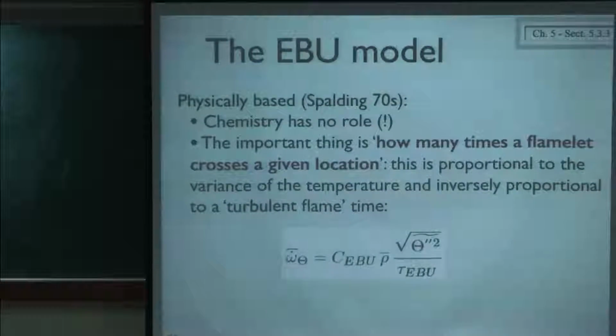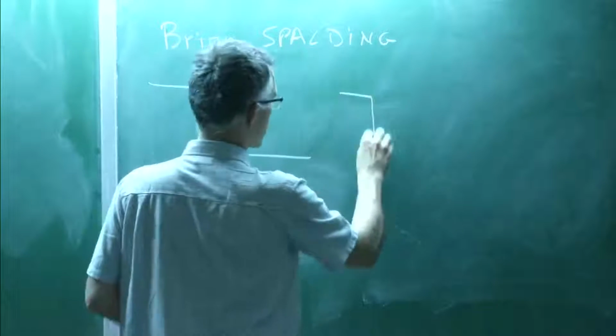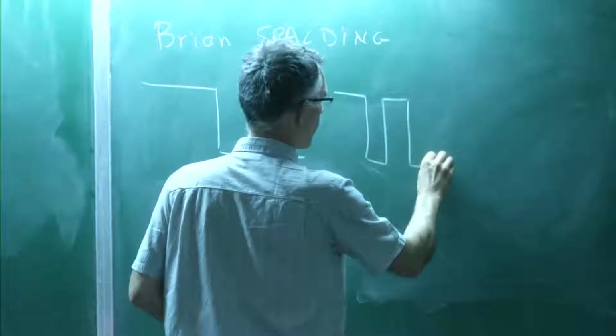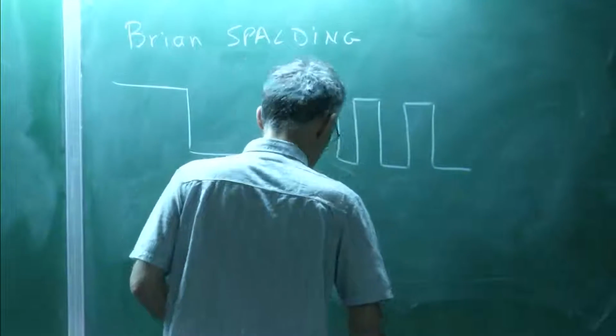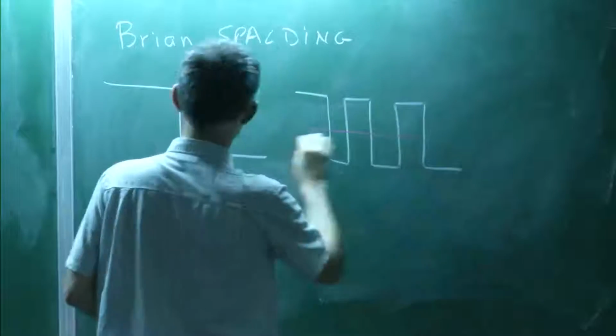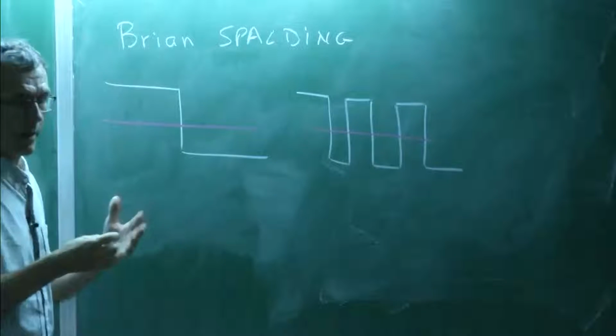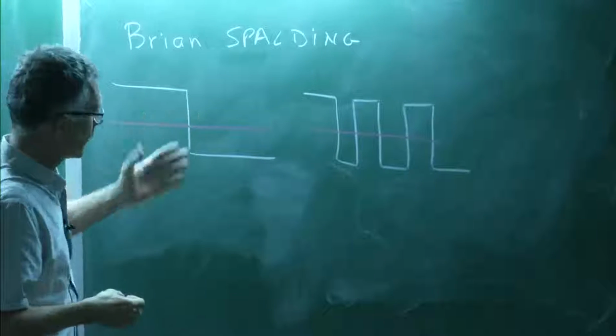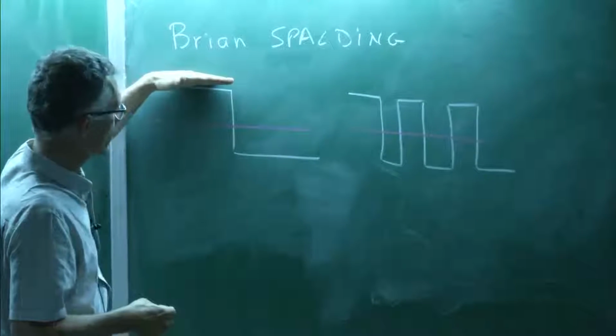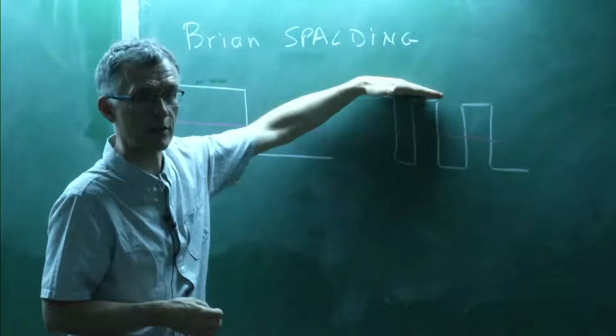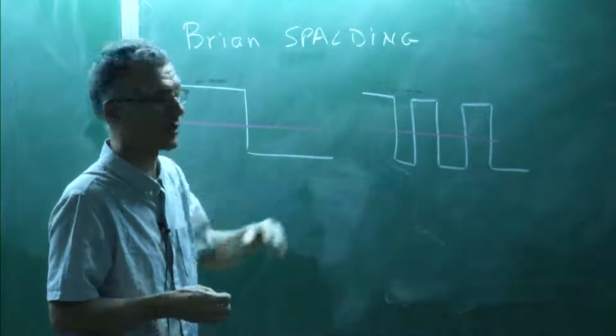This signal here and this signal here can have the same average value and the same RMS value. The only thing which is needed is that the time where you get 1 here is the same as the time as you get 1 here. It's TB over TB plus TU.